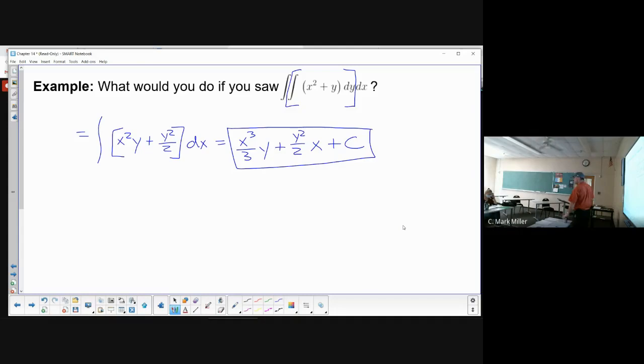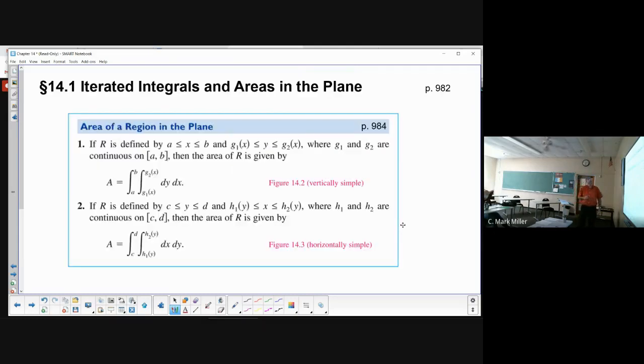Right? Okay, so that's the idea. This is partial integration, this chapter. Partial integration. All right? Let's move on. Iterated integrals and areas of the plane. These big words, right? I almost feel like skipping this.